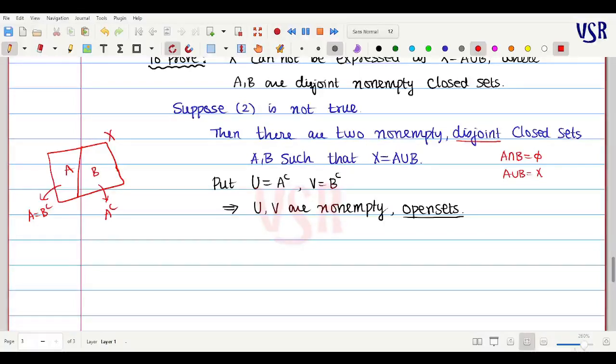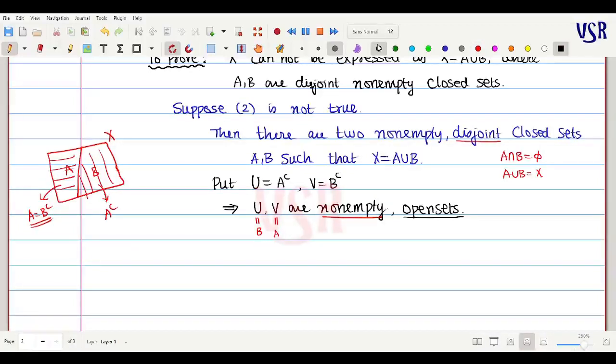So what is B complement? This is B complement, which is A. Similarly, what is A complement? That is equal to B. So U is A complement, which is B, and V is B complement, which is A. We are given that A and B are non-empty, therefore U and V are non-empty. This is the whole story about non-empty; so both of these are non-empty sets.